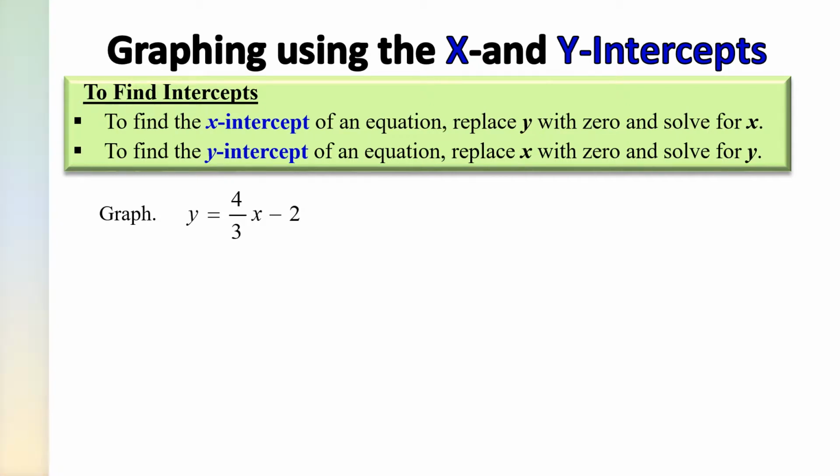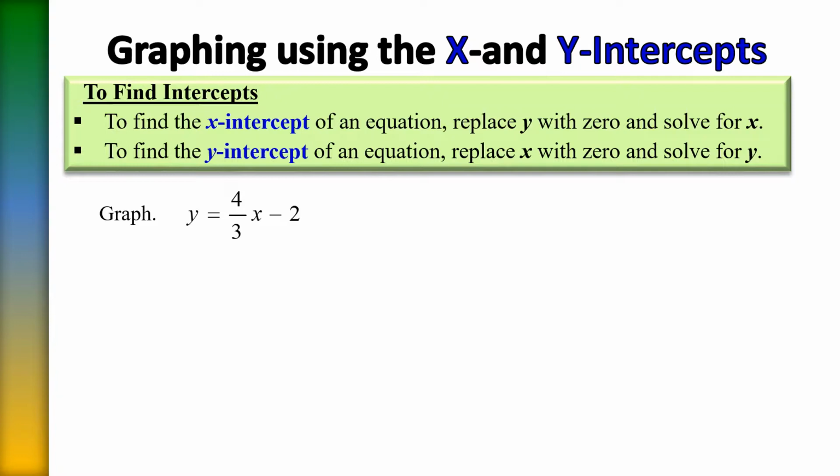In this example, we're asked to graph the line of y equals 4/3 x minus 2. So this is a fraction, which sometimes can be very intimidating for students, so I'm going to go over it very carefully. But again, the same rule applies if we're using the method of the x and y intercepts, is that you have to let one variable be 0 in order to solve for the other variable.